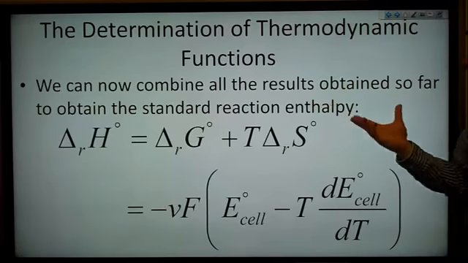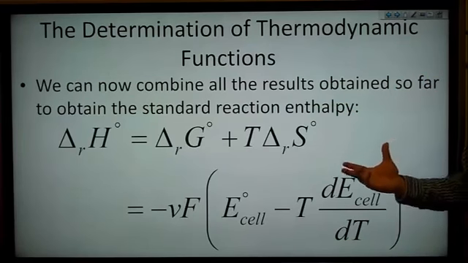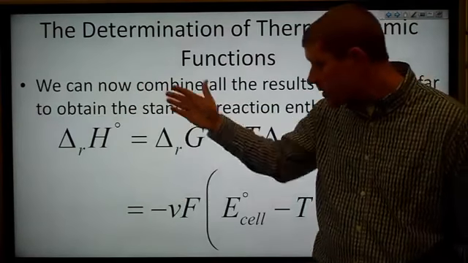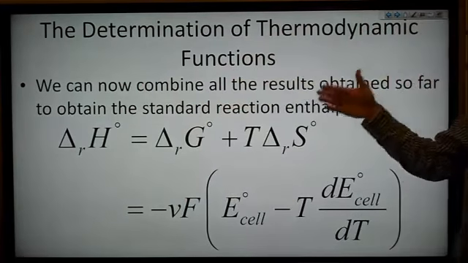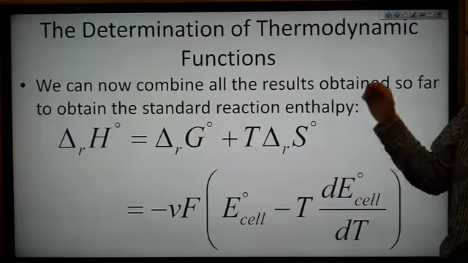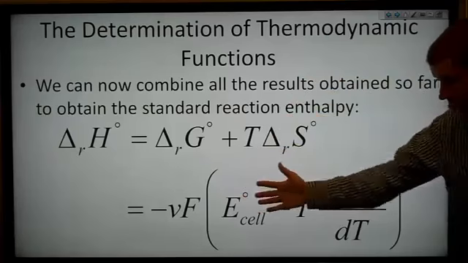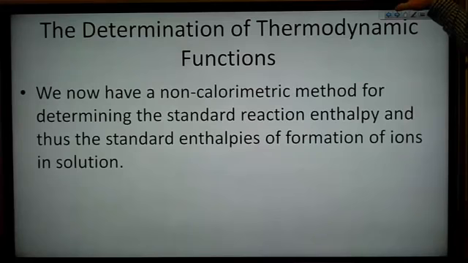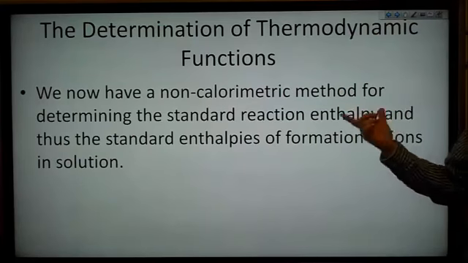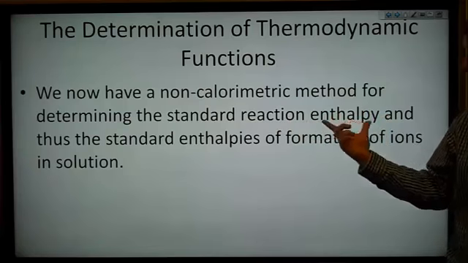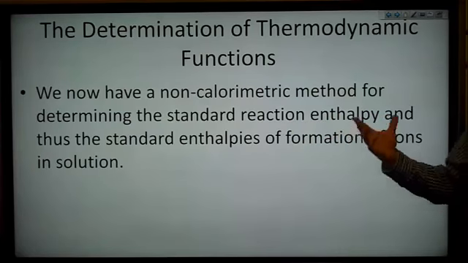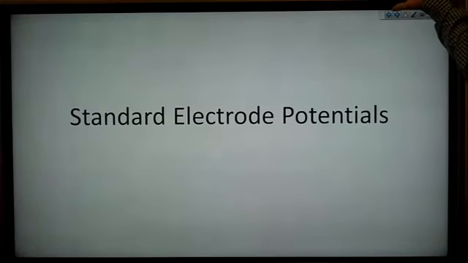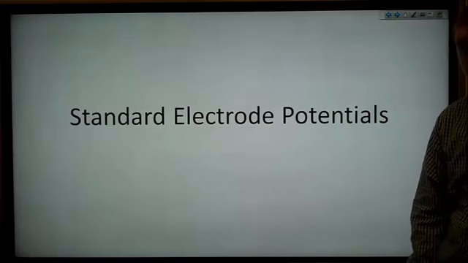So now we can combine all of our results that we've obtained so far to obtain the standard reaction enthalpy. So standard reaction enthalpy, delta r H naught, is equal to delta r G naught plus T delta r S naught, which now we know is equal to this. So now we finally have a non-calorimetric method for determining the standard reaction enthalpy and then the standard enthalpies of formation of ions in solution. So that was standard electrode potentials.